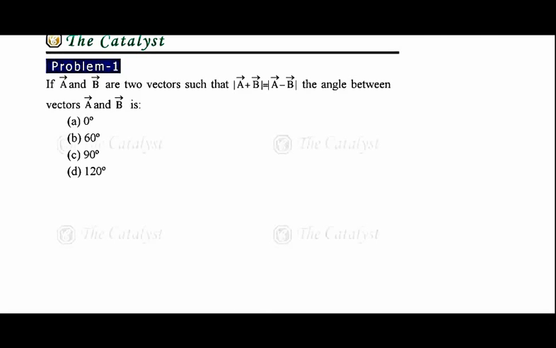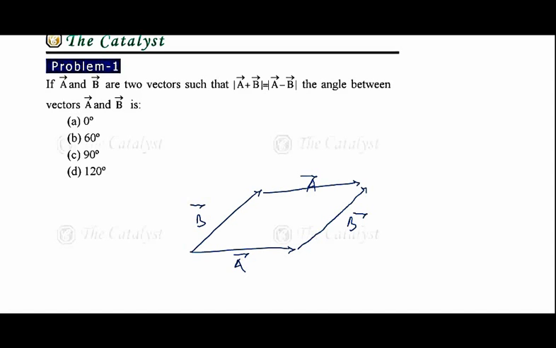if A and B are two vectors such that the magnitude of A plus B is equal to the magnitude of A minus B, the angle between the vectors A and B is, right? Now you know that, let us say this is vector A and this is vector B. Then if you draw the parallelogram, right, let us say this is A, this is B, okay, this is also B, this is also A, right?